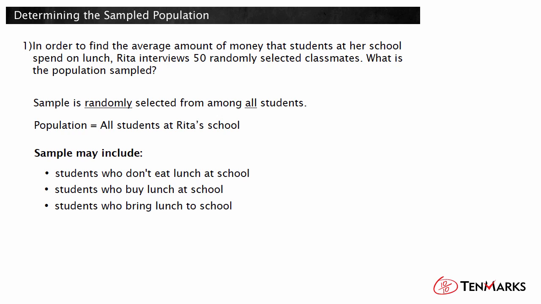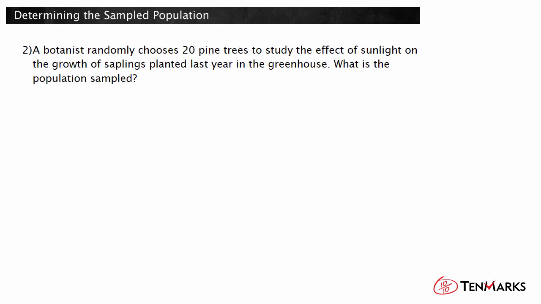Now, take a look at the second question. A botanist randomly chooses 20 pine trees to study the effect of sunlight on the growth of saplings planted last year in the greenhouse. What is the population sampled?